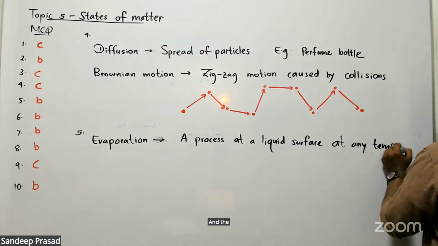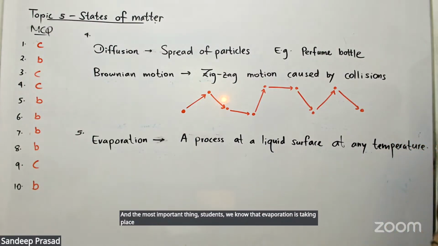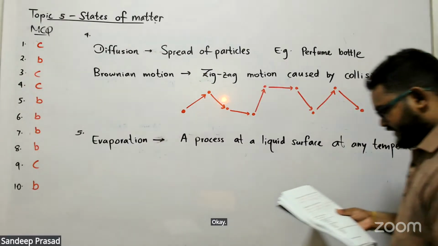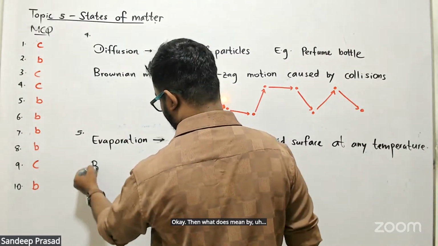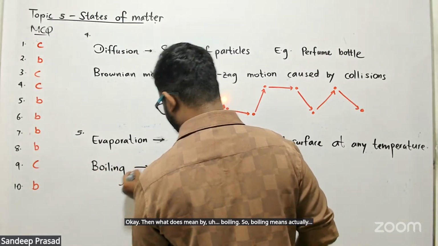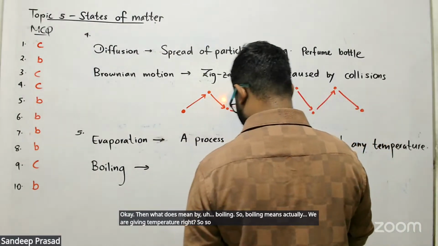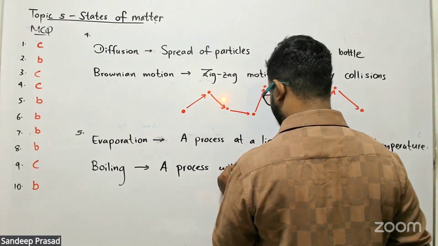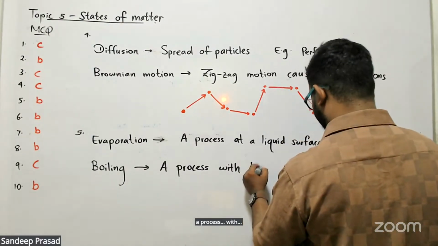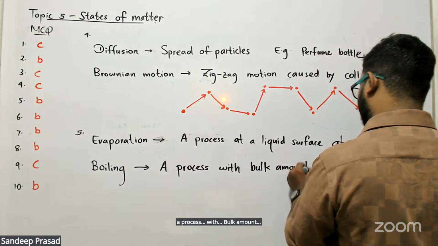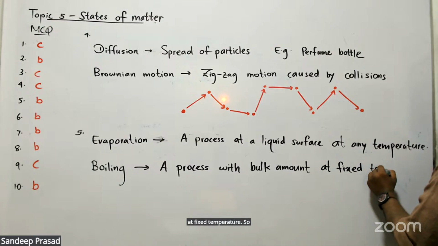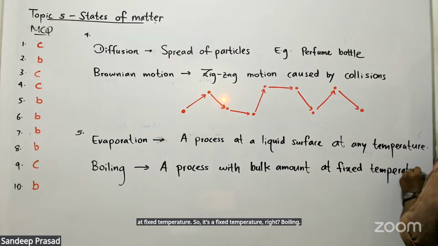And the most important thing, students, we know that evaporation is taking place spontaneously. That means we are not giving any temperature. So it will take place at any temperature. Okay. Then what does boiling mean? Boiling means actually we are giving temperature, right? So I can say that it is a process with bulk amount at a fixed temperature. Boiling is at a fixed temperature.